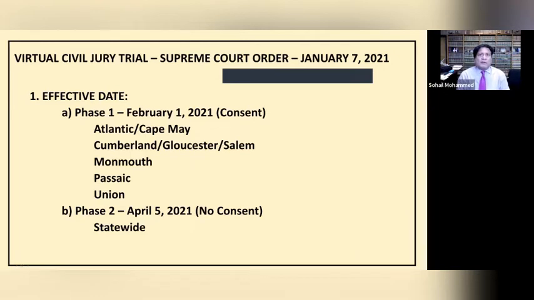Now, with regard to phase two, this will be April 5th, 2021, where there is no requirement for a consent, and it will be statewide. The whole idea of the phase approach is we will have a phase one, so practitioners, the members of the bar, everyone, and the judges, staff, everyone becomes familiar. We learn from the first trial that we have in phase one, and we can use it in phase two.